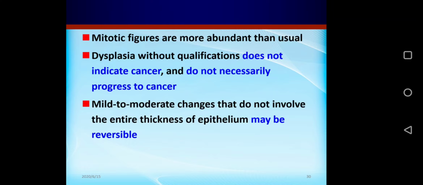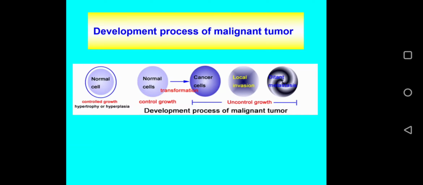So dysplastic proliferation doesn't mean a neoplastic lesion. Mild to moderate changes that don't involve the entire thickness of the epithelium may be reversible. This is the development process of a malignant tumor. The normal cell transforms into a neoplastic cell, then proliferates and shows a local invasive growth pattern, destroying the local normal tissue. In the advanced stage, it will show distant metastasis.